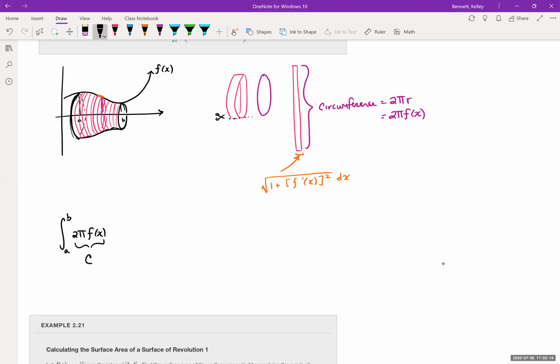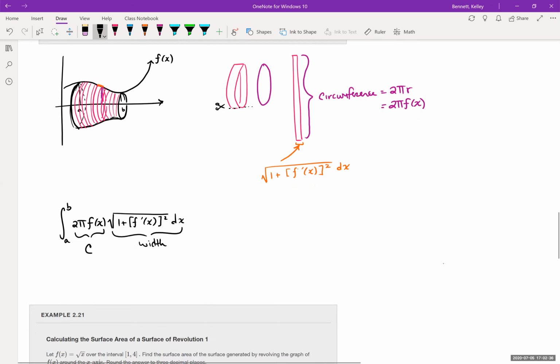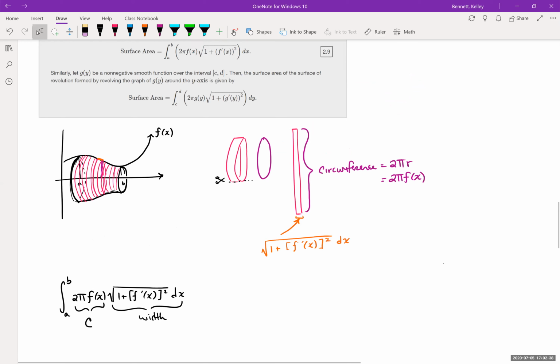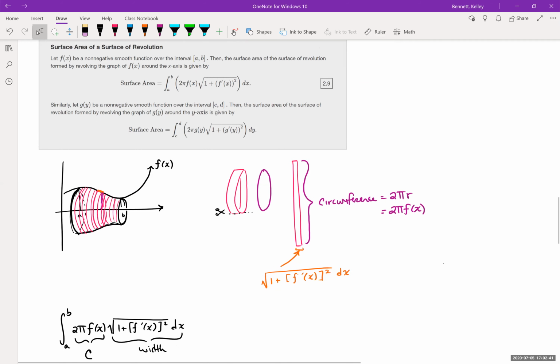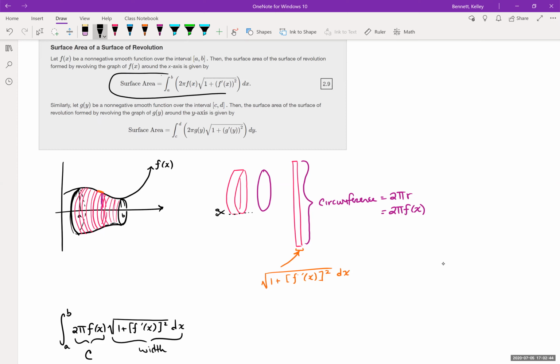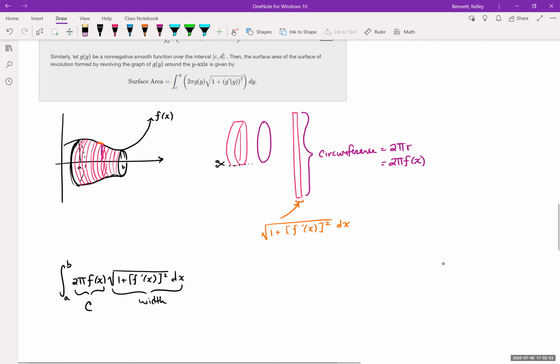And then the square root of 1 plus f prime of x squared dx. And this was what we were thinking about as the width. And that's it. And so that's exactly what we're going to see when we reference this theorem. So that's it right here. You could have done the same thing in terms of y, same structure, different variable. Okay, so let's do an example.